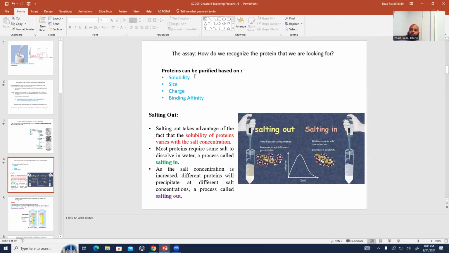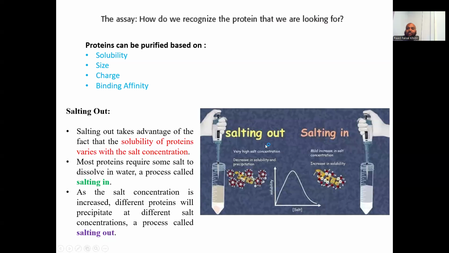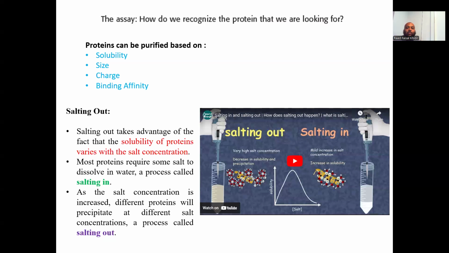Okay. So proteins can be purified based on their solubility. We know some of them have an R group that's polar, so we can separate the ones that dissolve from the ones that don't dissolve. We can separate proteins based on size, like chromatography. The big proteins will stay at the top because they cannot go through, while the little proteins are going to move through because they're so small.